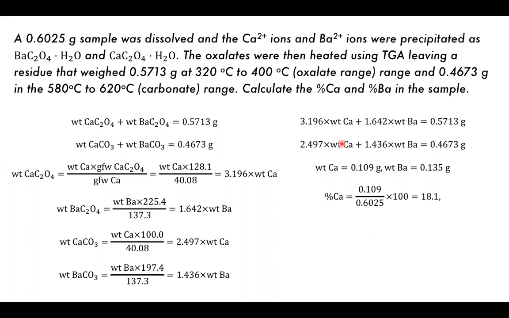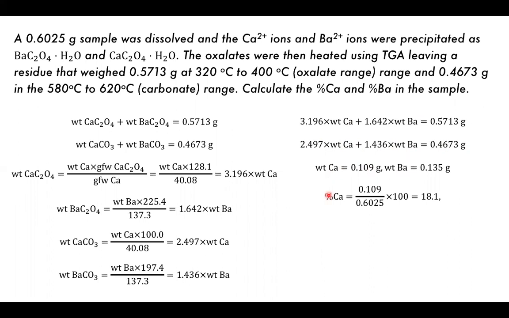So for example, we would rearrange this so that 0.497 times the weight of calcium is equal to 0.4673 minus 1.436 times the weight of barium, and then substitute this into this, and then we will be able to solve for the weight of barium, and then do the same thing in reverse for the weight of calcium, and we get what X and Y are basically equal to.